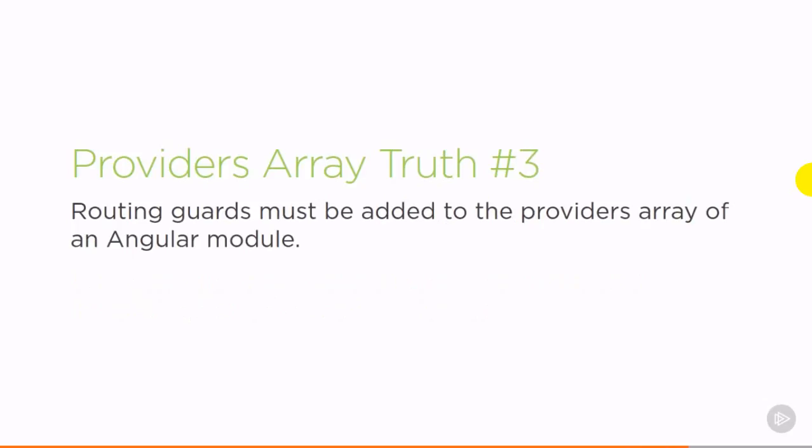Routing guards must be added to the providers array of an Angular module. We discussed this in an earlier course module when adding guards to routes. The guard service provider must be defined at the module level so that the router can use these services during the navigation process. Now that we've covered the basics of the NgModule decorator, let's refactor our application into multiple Angular modules.